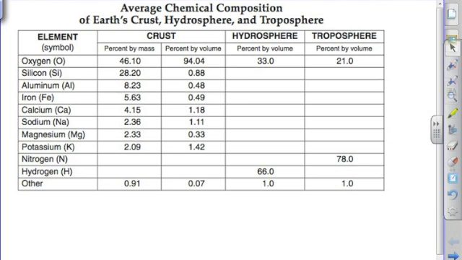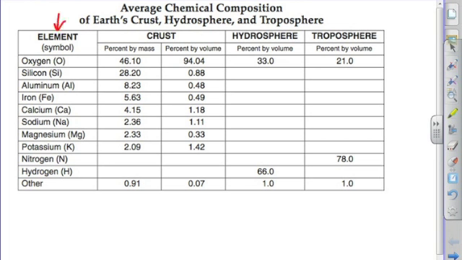Today we're going to be looking at one of the charts on the front cover of the reference table that pertains to the average chemical composition of Earth's crust, hydrosphere, and troposphere. This is probably one of the more direct charts on the reference table and probably one of the easier ones to interpret.